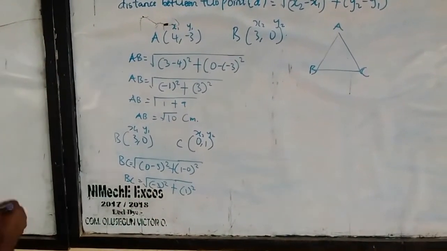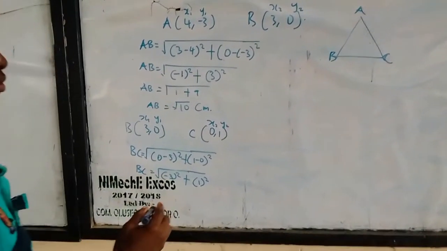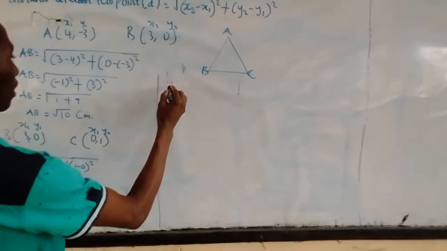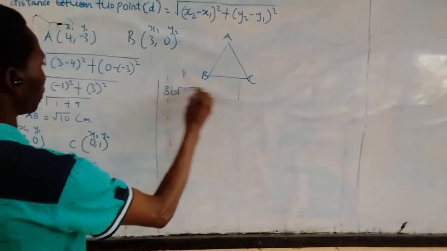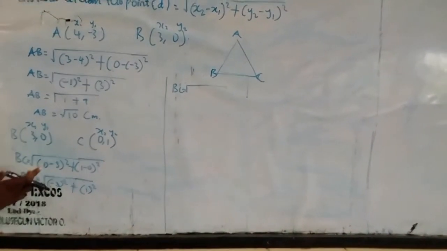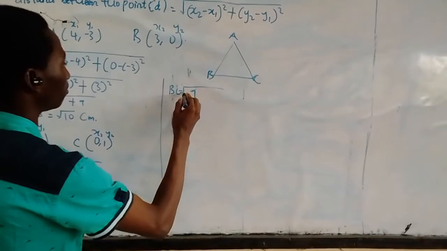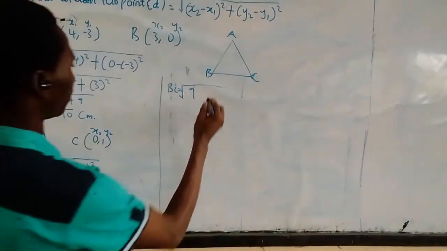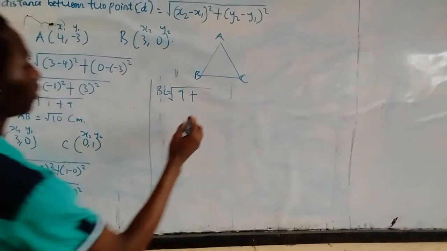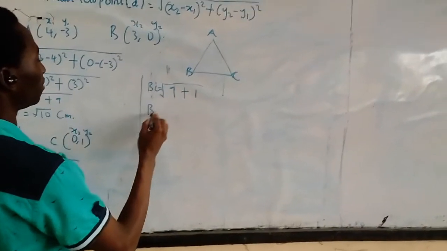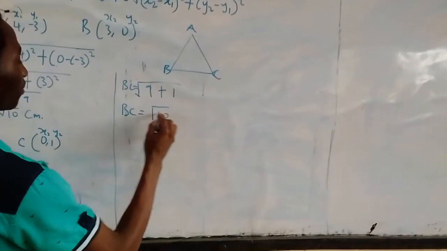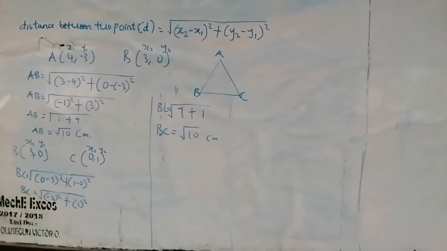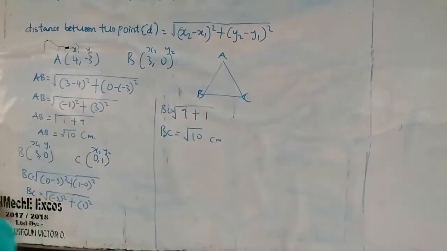Are we together? So therefore, our BC is now equal to the square root of minus 3 squared. We have 9, because minus 3 times minus 3 is positive 9, plus 1 squared, 1 times 1, 1. So therefore we have BC equal to root 10. So it's also in centimeters. So that is that on the distance of BC.